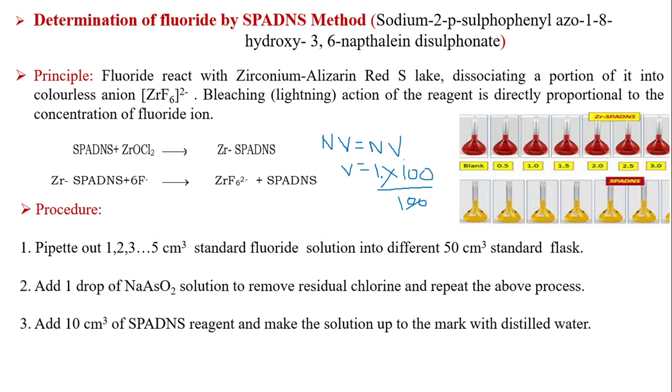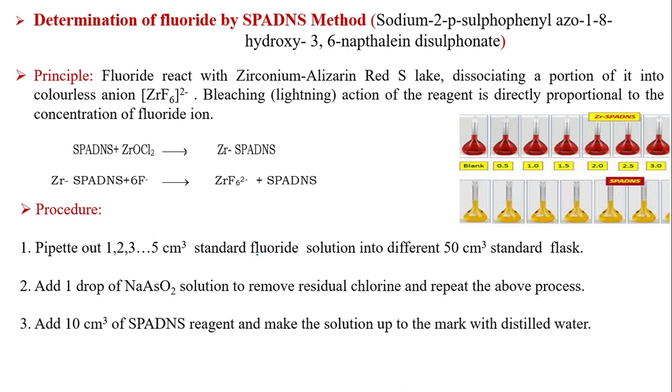So 1 ml made up to 100 is called a 1 ppm solution. 2 ml made up to 100 gives you 2 ppm. 1.5 ml made up to 100 will give you 1.5 ppm, something like this. So I hope you understood the first part, how the working standard, original standard and all the standard solutions are prepared.